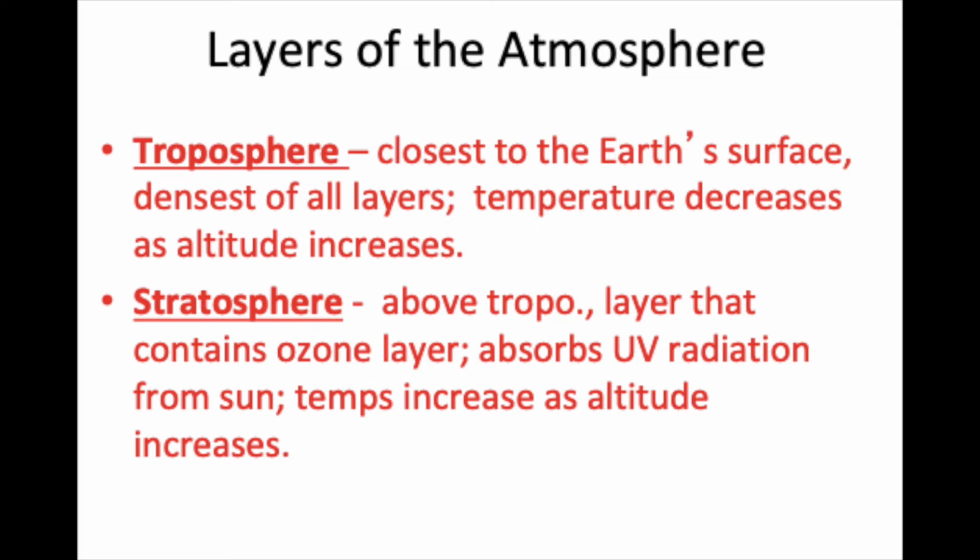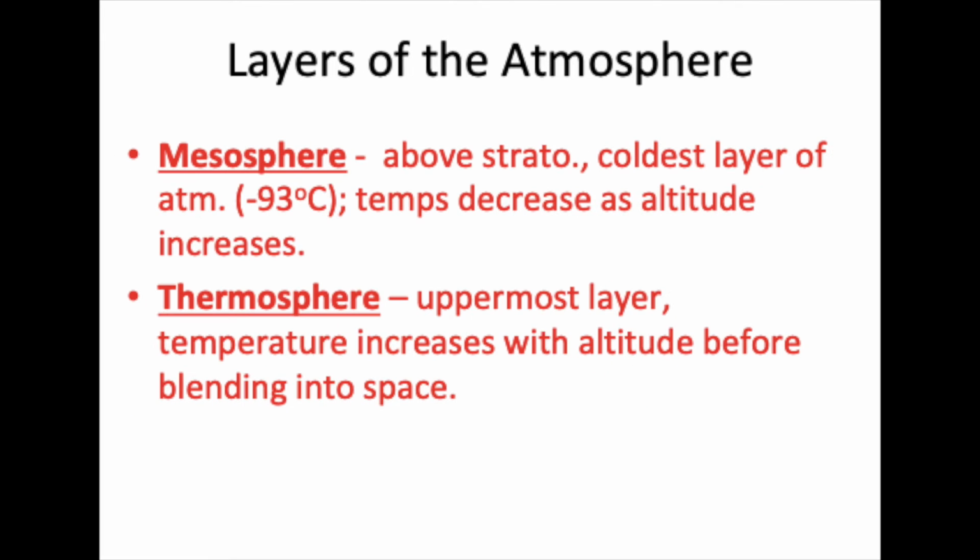Then there's the stratosphere. It's above the troposphere layer. It contains the ozone layer. It absorbs harmful UV radiation from the sun, and temperatures increase as altitude increases. Then we have the mesosphere above the stratosphere. The mesosphere is the coldest layer of the atmosphere. The temperatures decrease as altitude increases. Then we have the thermosphere, the uppermost layer. The temperature increases with altitude before blending into, you got it, space.